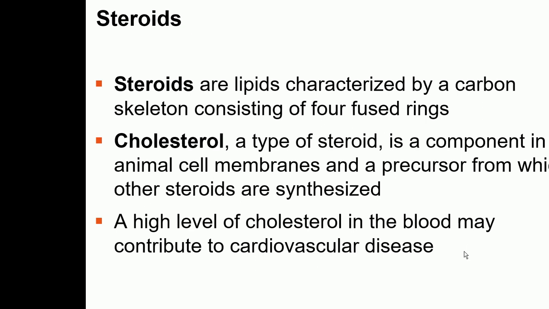Okay, the last category of lipids is steroids. Something important to know about steroids is they have 4 carbon rings fused to each other. Cholesterol is a kind of steroid. It's present in the plasma membrane, and we will talk in the next chapter about the role of cholesterol in animal cell membranes. So it's a steroid.